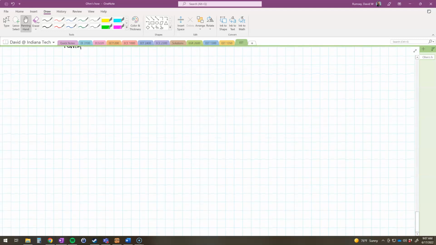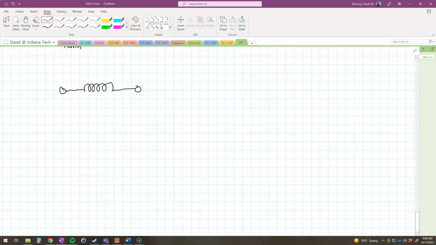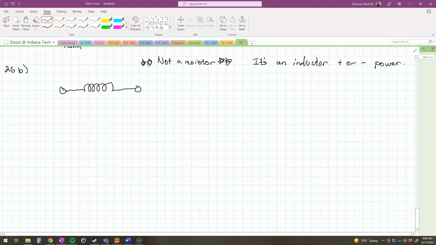Okay. Now, there was another question, and sometimes I forget that you might not think of this right away, so I didn't necessarily bring it up. But some people can get confused on this, and it's understandable. 26 part B here. Now, first off, this is not a resistor. Because it's not a resistor, the power doesn't have to be positive. The only case we know where the power has to be positive is in a resistor. This is actually an inductor, and this could be positive or negative power for an inductor.